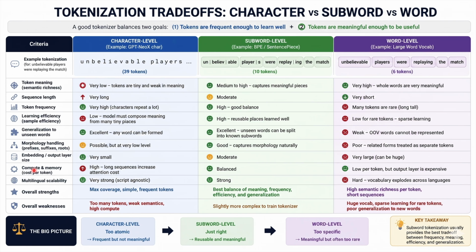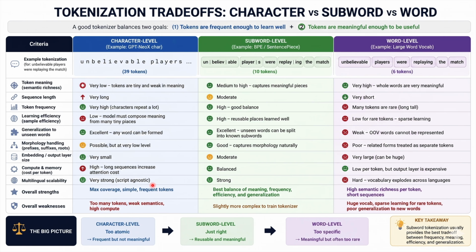Now, coming to the compute and memory, as we discussed, with very small vocab sizes, the memory requirement or compute is going to be high because long sequences increase attention cost. Here we have the output layer which is expensive, but it is low per token, while the subword level provides a balanced view between the character and the word level.